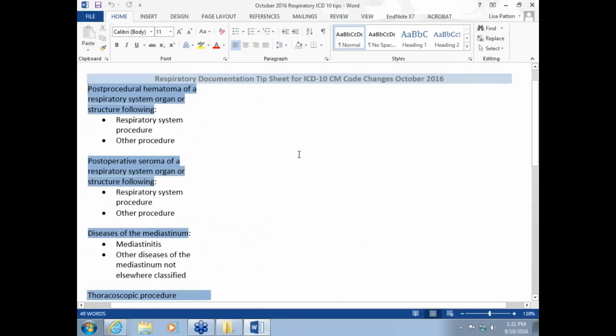So there's really not a lot in terms of respiratory. The first two you're going to see are very similar to what we just read before on the other chapters. They're the two post-procedural hematomas, and these have to do with respiratory systems, organs, or structures. So it can be following a respiratory system procedure or another procedure, and also the post-operative seroma following a respiratory procedure, an organ or system.